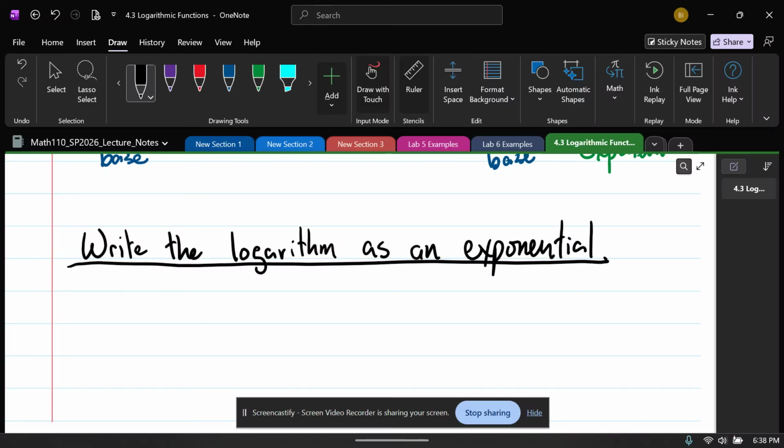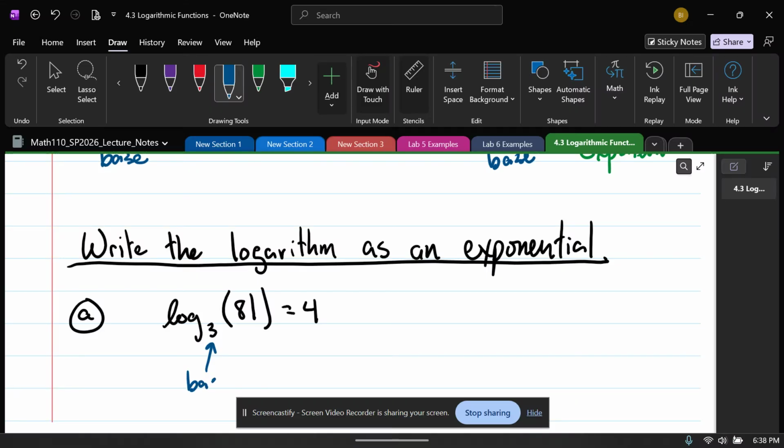Okay, so we're going to start with a logarithm. So my first example, I have log base 3 of 81 equals 4. So here's the decoding of that. This 3 is the base of our exponential. This 4 is the exponent.